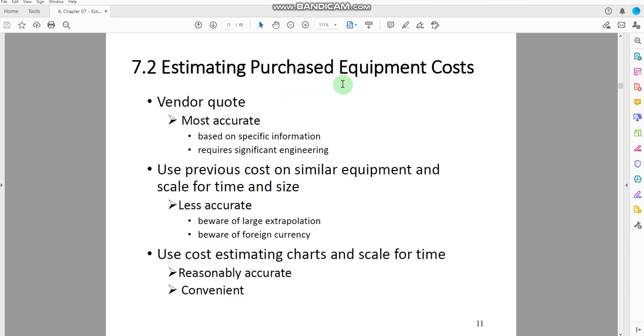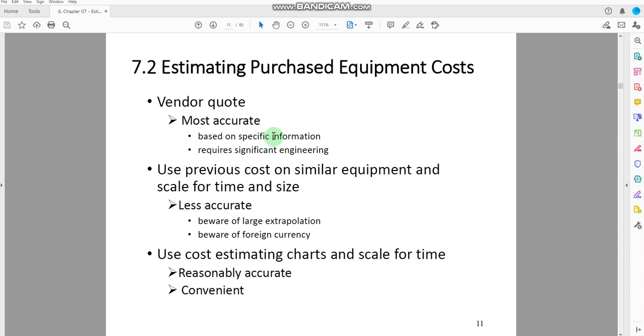Today we have to start this new topic, which is about the estimation of the purchased equipment cost. And we know that to estimate the cost of equipment, we can follow different methodologies. Number one methodology that we can follow is to get the quotation from the vendor. So we have to get the vendor quotation. It could be the most accurate technique based on the specific information and requires significant engineering.